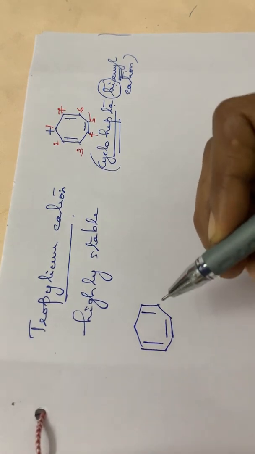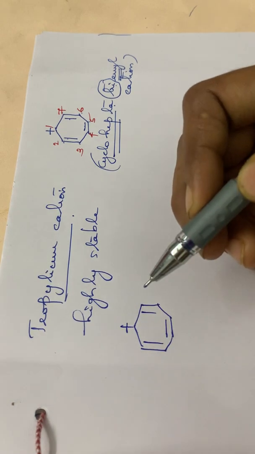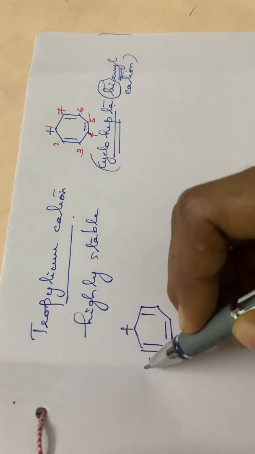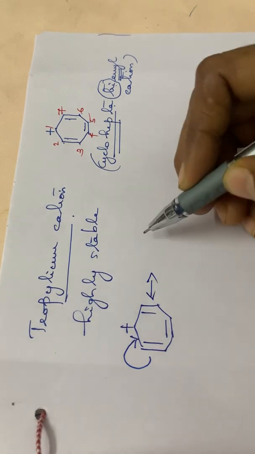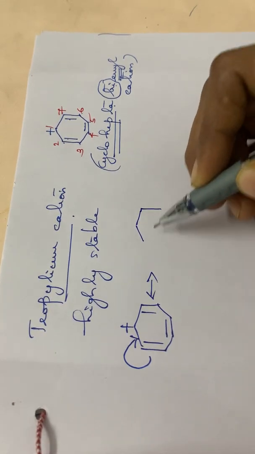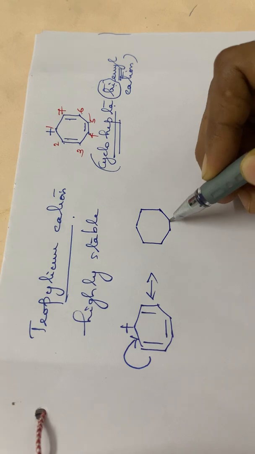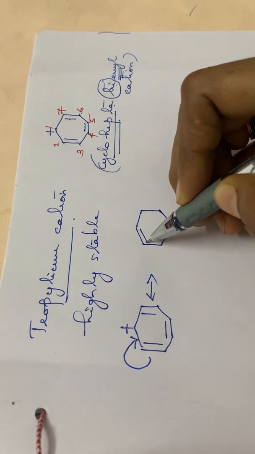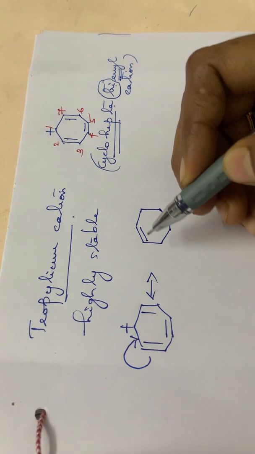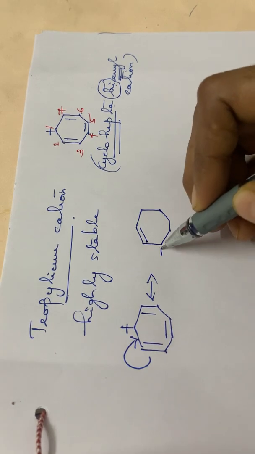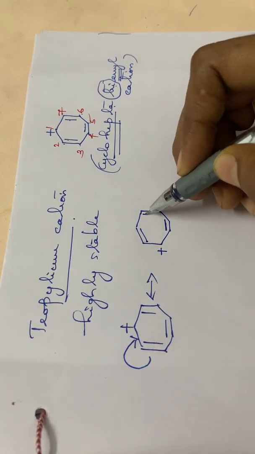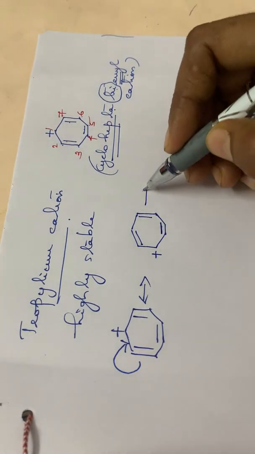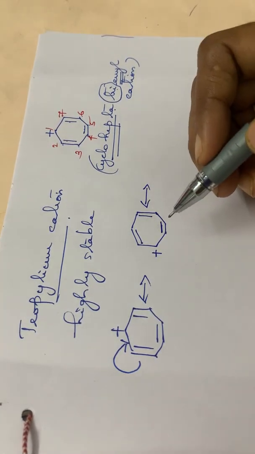3 double bonds, positive charge. Then here this electron pair will be shifting to this position. So what will be the next structure? It will become a double bond here, and this carbon atom will get a positive charge. Already a double bond is present here. Okay, then the next structure will be like this.